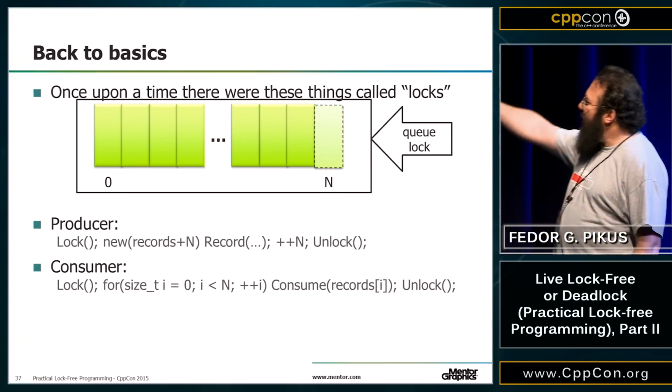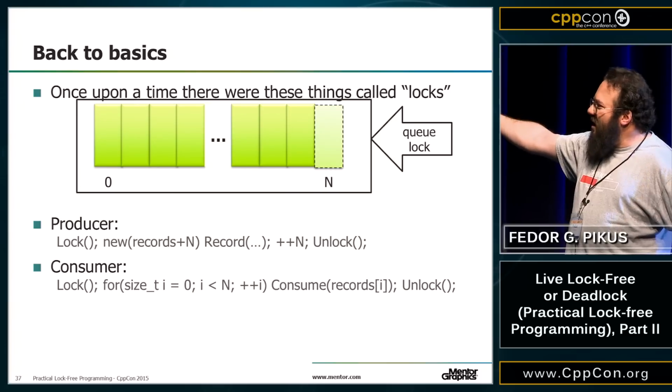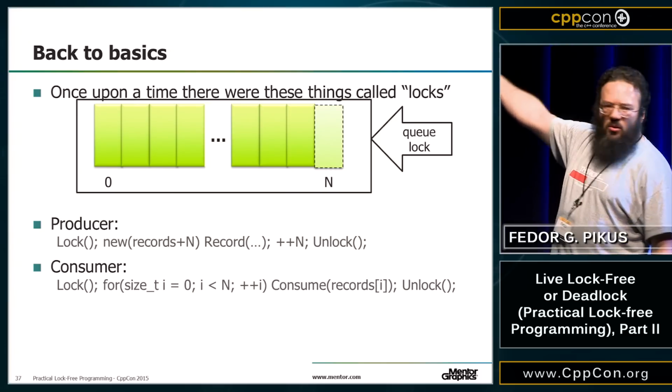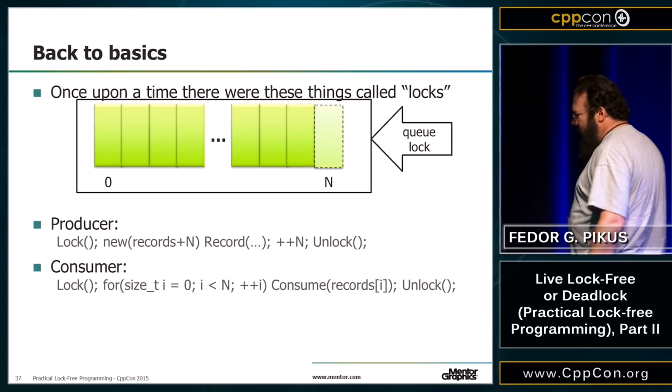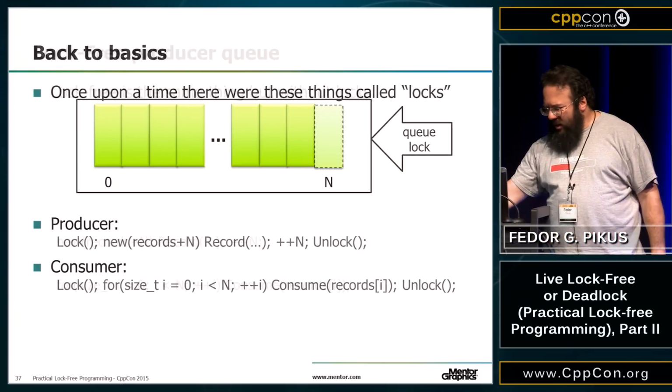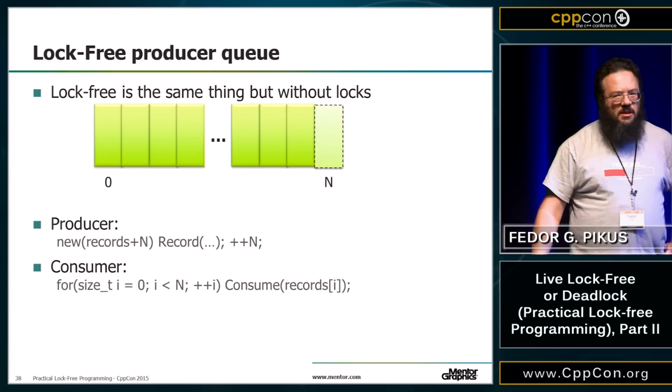See the problem here. There is one big lock. The consumer basically locks the entire queue while it's scanning all the N records. While that's happening, nobody can get anything done. Okay, we want to do better than that. So lock-free is the same thing, but without the locks.